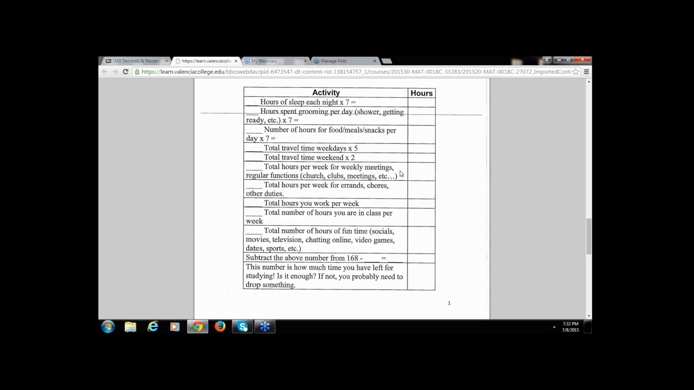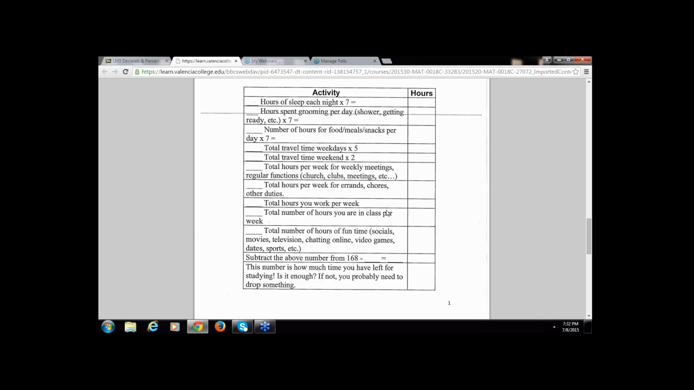How much time per week do you spend doing those things? You're going to put them here. Hours per week running errands, chores, doing dishes, washing clothes, sweeping and mopping the floor, mowing the lawn, washing the car, whatever those things are. Maybe you take your mom to the doctor every week. Whatever those things are, how much time do you spend doing it per week? You're going to put that number here.